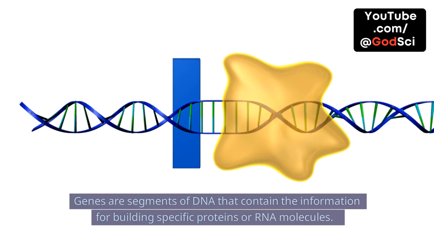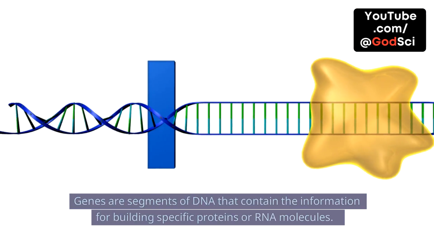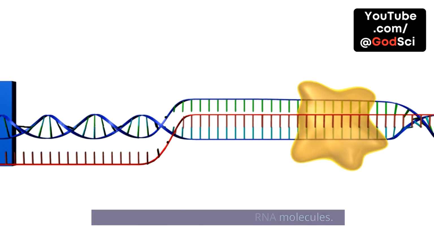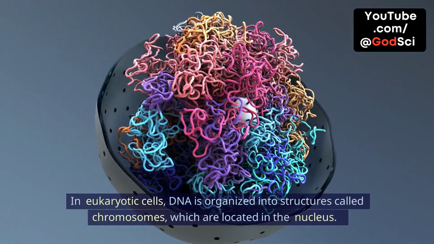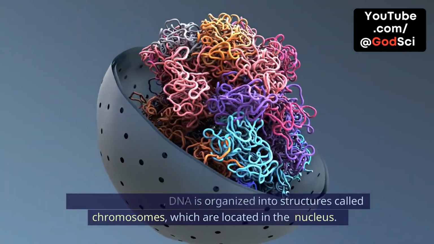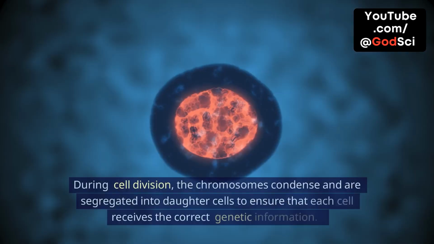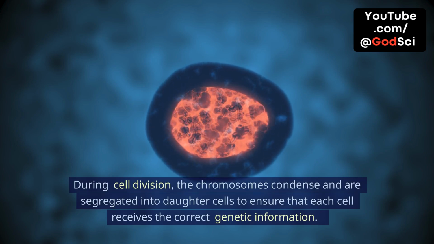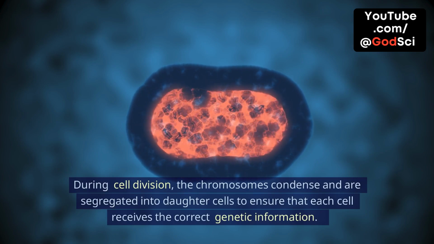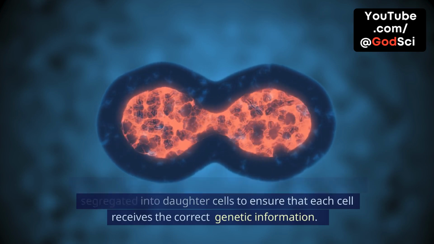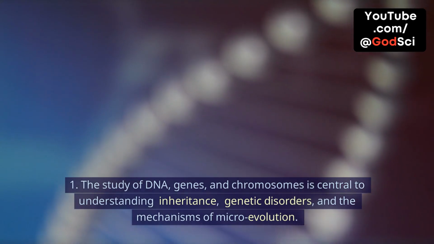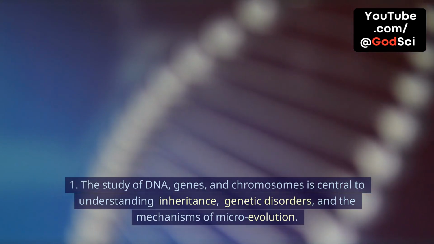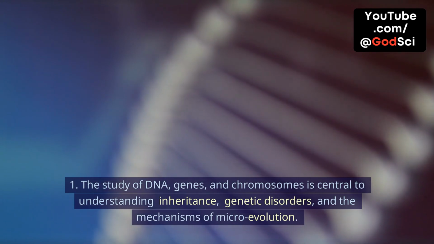Genes are segments of DNA that contain the information for building specific proteins or RNA molecules. In eukaryotic cells, DNA is organized into structures called chromosomes, which are located in the nucleus. During cell division, the chromosomes condense and are segregated into daughter cells to ensure that each cell receives the correct genetic information.